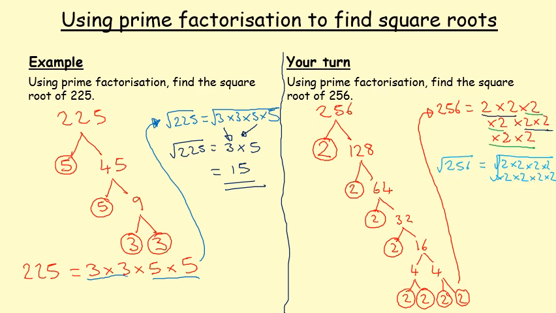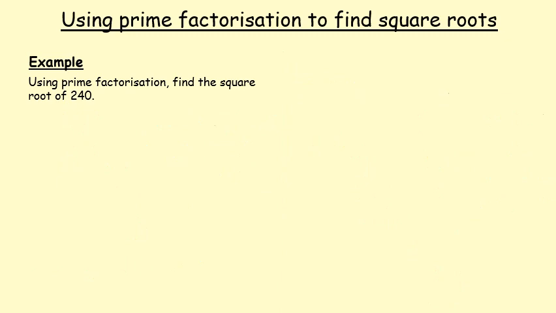So we can say the square root of 256 equals the square root of 2 times itself 8 times. And then what we're going to do is take one of the 2's from each pair, and then multiply them together to find out what our square root is. And so you should have got an answer that the square root of 256 is 16.